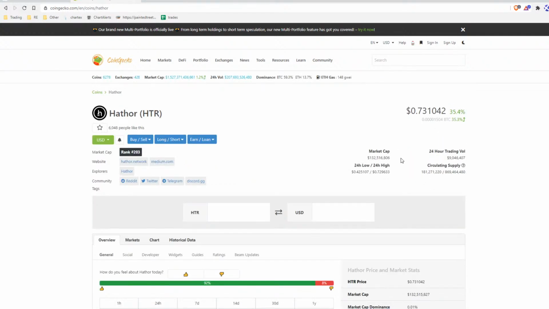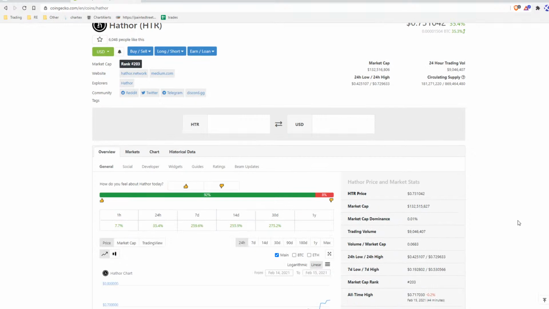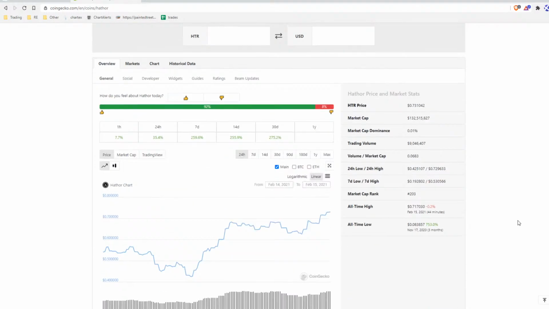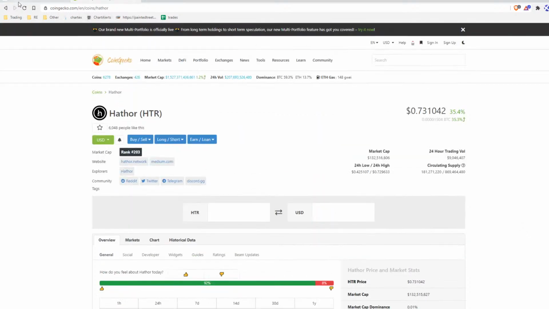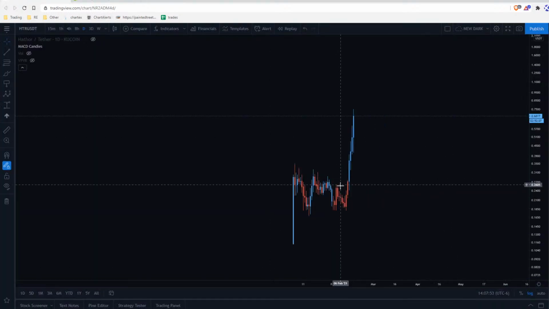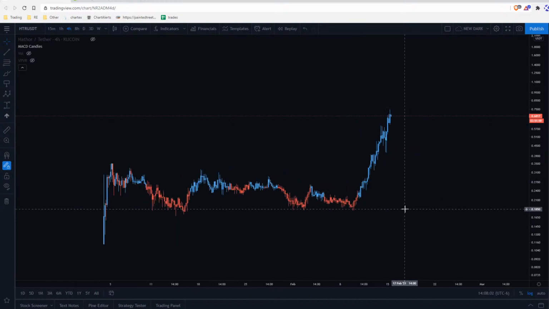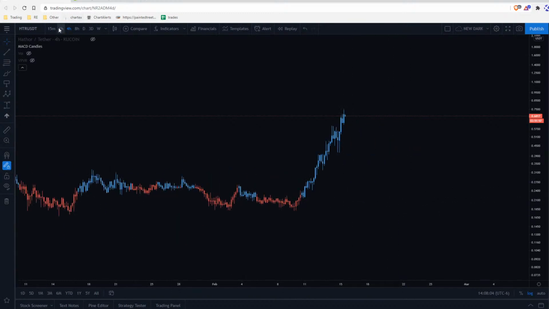130 million market cap. Let's just say it runs to 1 billion. That's still an 8x, 9x. Wow. Yeah. So I'm missing opportunities like this, but I can't dissect this chart, so I can't really say much. There's not anything I can do to get into this or really show to you. It's just a straight line up, and there's nothing else to say.